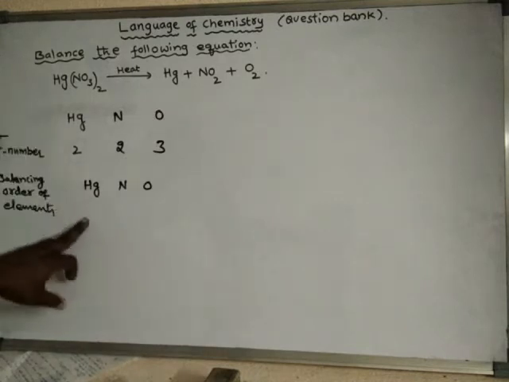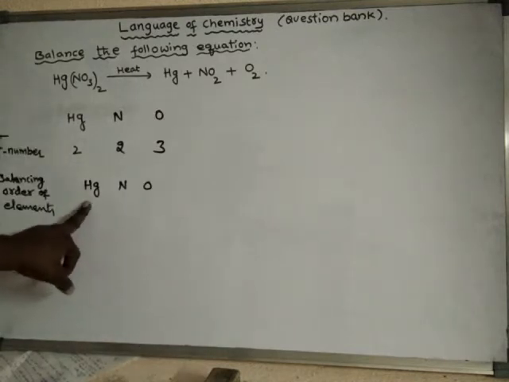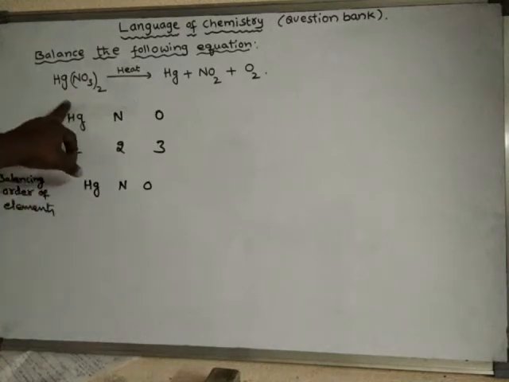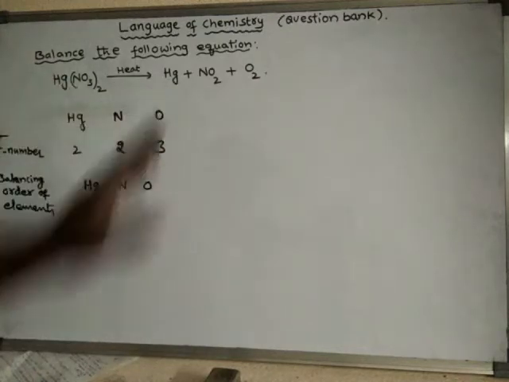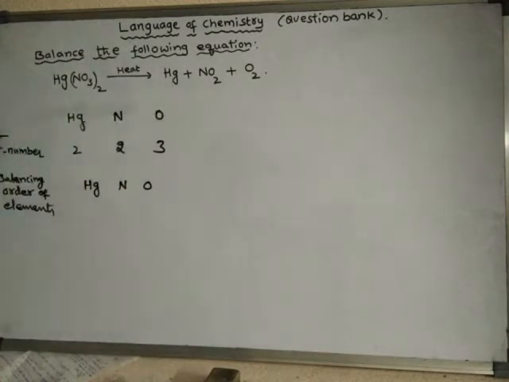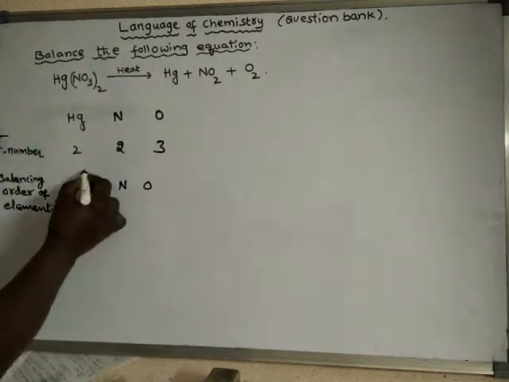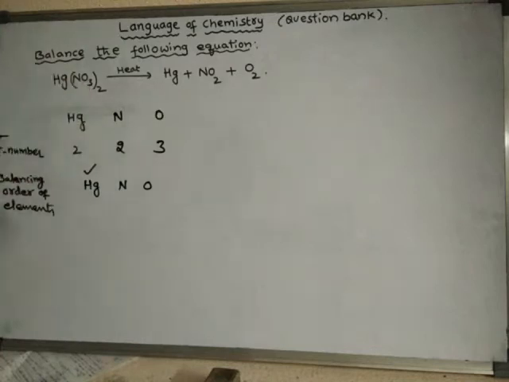See here, as mercury is the first element to be balanced, we have to see whether the same number of mercury atoms are present on both sides. Here one atom and here also one atom. That means mercury is balanced. Now we will go with the nitrogen.